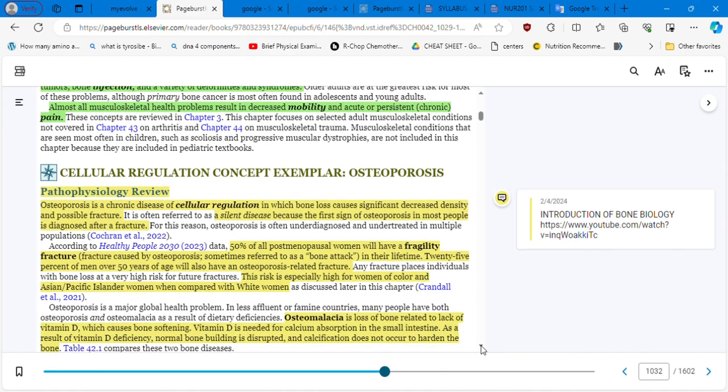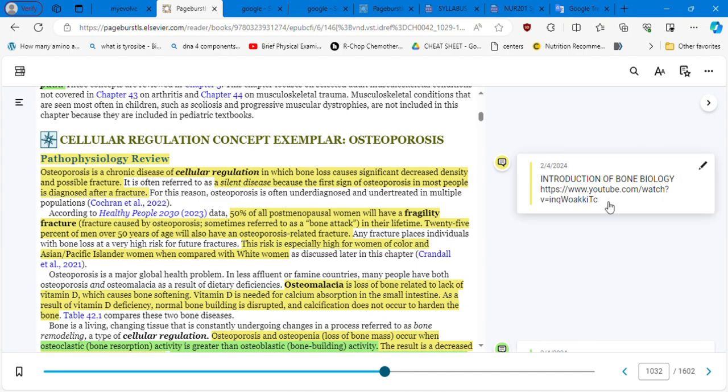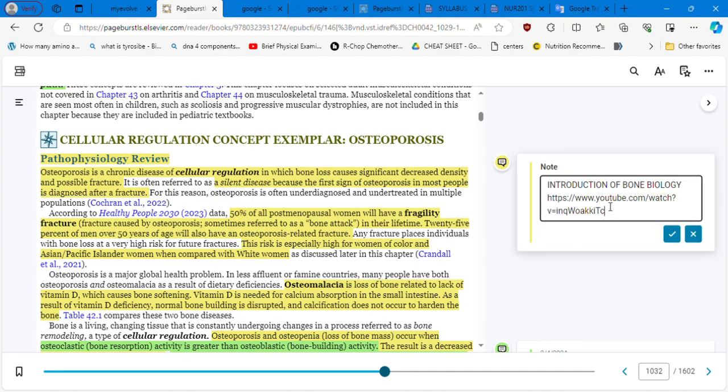So osteoporosis is the first topic we are going to cover. And because of that, I want to repeat the video we saw in the previous chapter, because it's good for you to refresh, and it's a good start to cover this topic, osteoporosis.